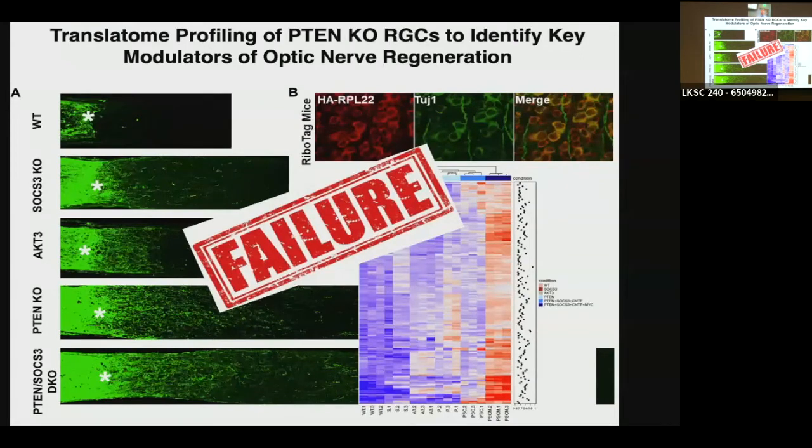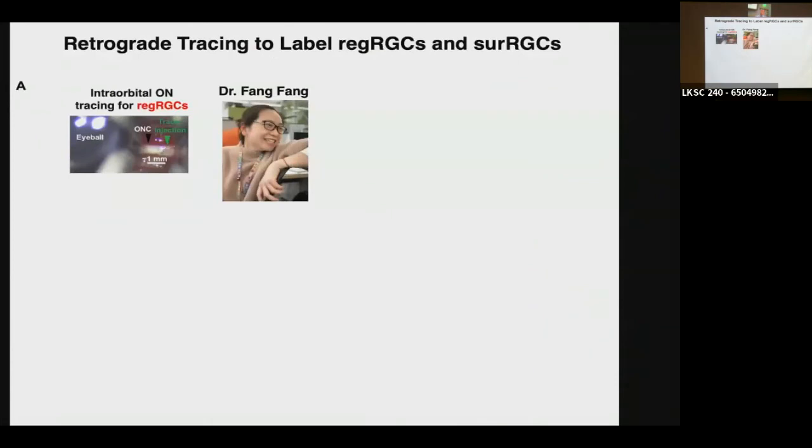Then we realized the only way to do it is to purify the 5% regenerating RGCs and compare them within the same animal, same retina, same PTEN knockout. The only difference is the regeneration capability. That's the only way to potentially be able to do that. I had a hard time convincing people in my lab to do that because of this significant failure. However, there's always somebody brave enough.